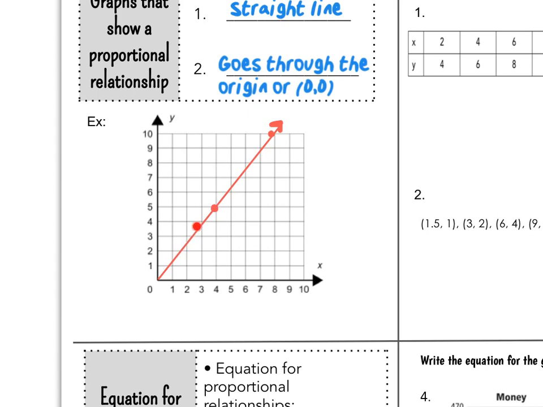Then I connected them with a straight line, and always put an arrow at the end because these proportional relationships go on forever. They're never ending. So you put that arrow showing that you know it doesn't just stop here, it goes on forever. So please go ahead and do that now, and when you're ready to continue, press play. Please pause now.